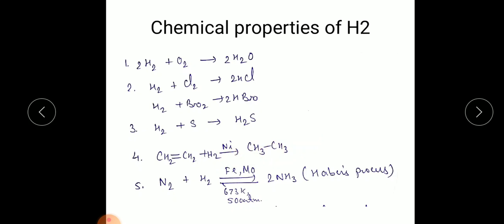Number 5, this is a very important reaction of hydrogen. When nitrogen combines with hydrogen in the ratio 1:3, just write 3 before H2 to balance the equation. So when you take one molecule of nitrogen and 3 molecules of hydrogen, in the presence of iron as a catalyst and molybdenum as a promoter, and you maintain a temperature of 673 Kelvin and 500 atmosphere pressure, then what will happen? It will form ammonia, and this process we call Haber's process for the manufacture of ammonia.